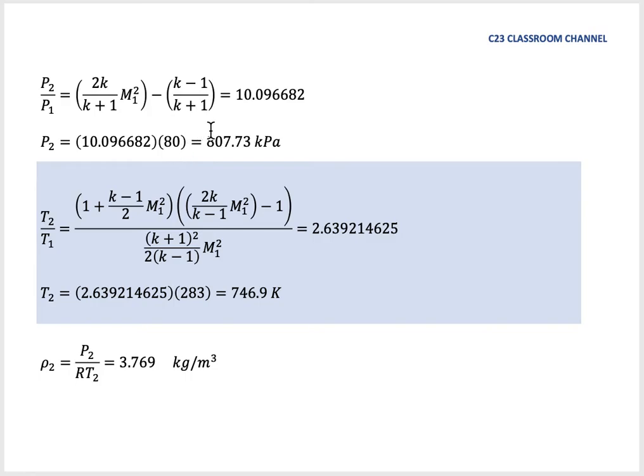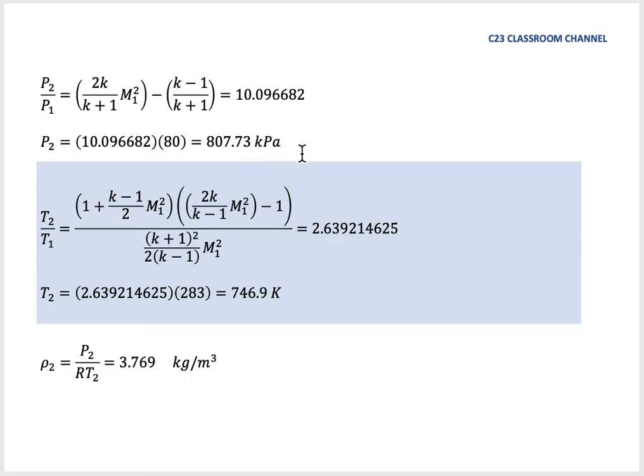And we could calculate the value of pressure here by using this equation, P2 over P1. We substitute all the values, and we get the ratio of P2 over P1 equal to 10.096682. Then we could calculate the value of P2 by multiplying with 80 kilopascal absolute. So we get the pressure P2 is 807.73 kilopascal absolute.